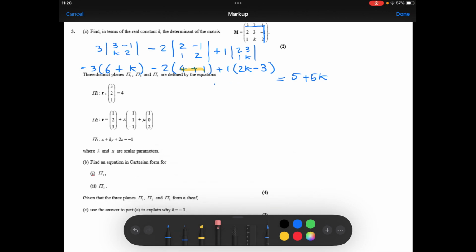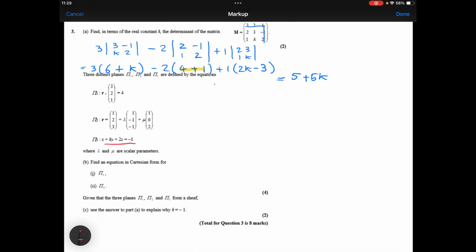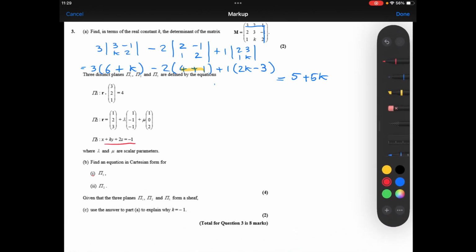We are then told that there are 3 distinct planes as defined by these equations. So the first plane is r dot 3, 2, 1 equals 4, and so on. We need to find the Cartesian equations for the plane pi 1 and pi 2, so the first plane and the second plane. You can see we've already got a Cartesian equation for the third plane, so that's why they're not asking us for that one.